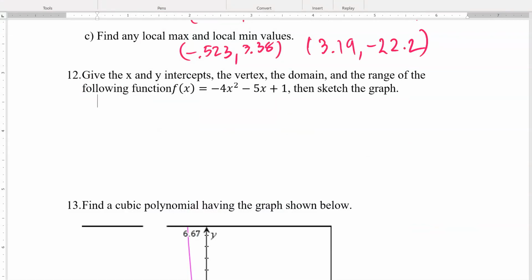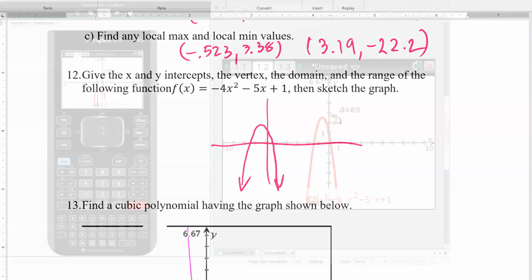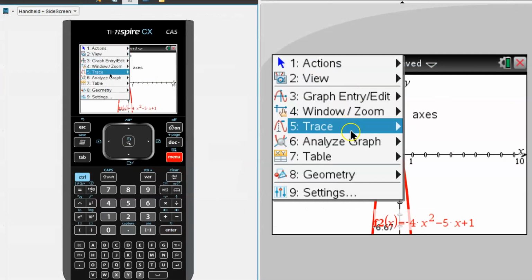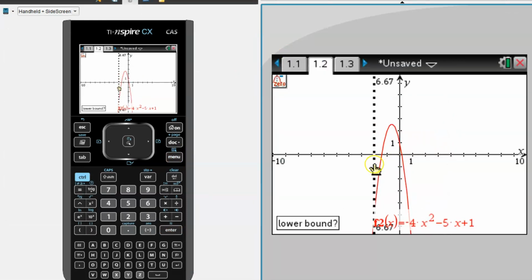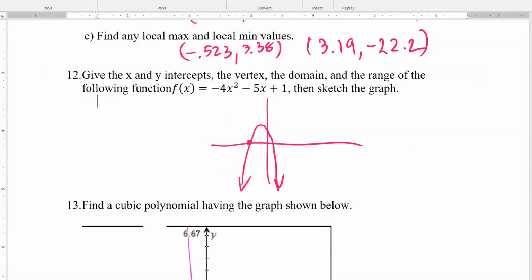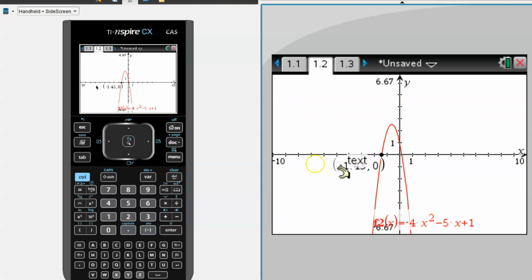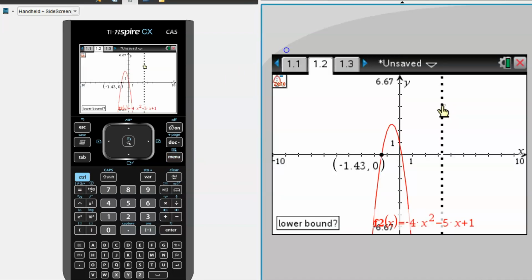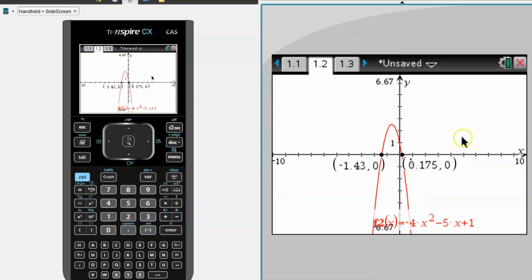And, oh, I can sketch the graph already. That's pretty cool. So I can just go, well, it kind of looks like this. Not done. What are the x-intercepts? Well, menu, analyze graph, zeros, negative 1.430, where's the second one, no, wrong thing, analyze graph, 0.1750.